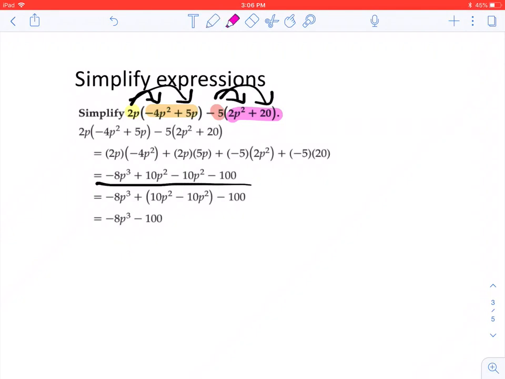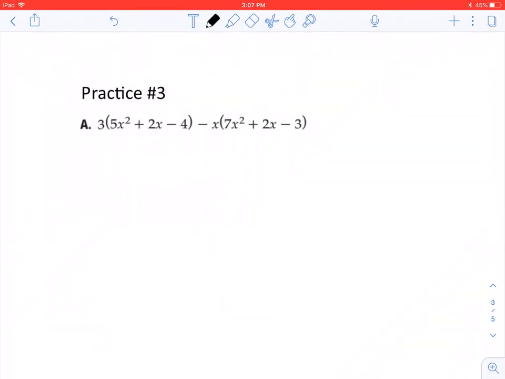And notice in those four terms, there are like terms within this expression that we end up with. And so then those two terms need to be combined. In this case, 10 minus 10 becomes 0. So then you just end up with your final answer, which is negative 8p to the third minus 100. So let me show you an example that we complete together.